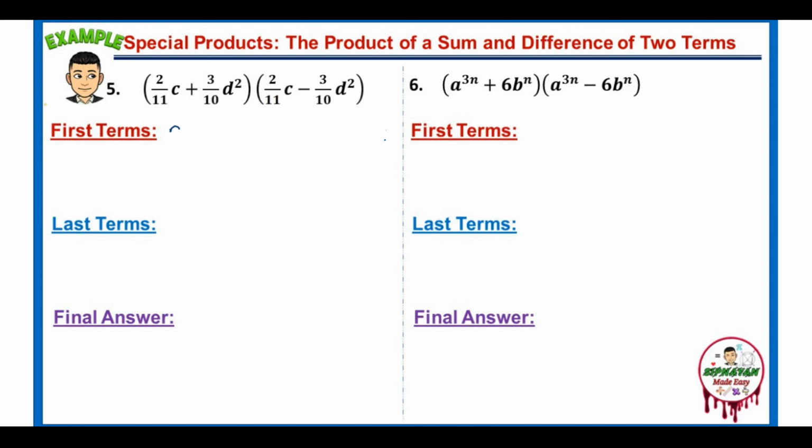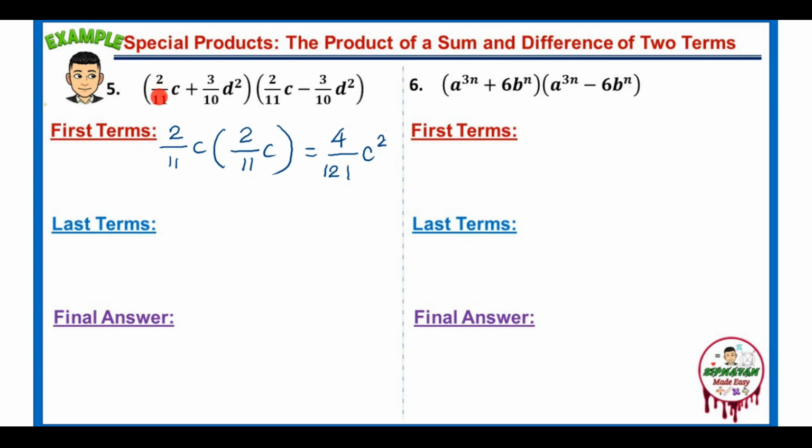If we're going to observe, the first terms are fractions. Therefore, to obtain their product, we just multiply numerator by numerator and denominator by denominator. We have 2 times 2, that is 4, over 11 times 11, that is 121, and c times c, that is c squared. Let us proceed to the last terms.